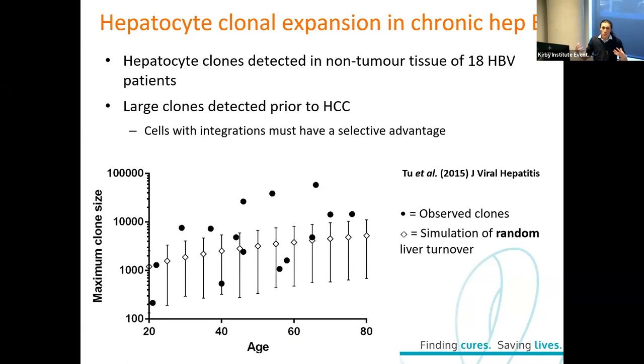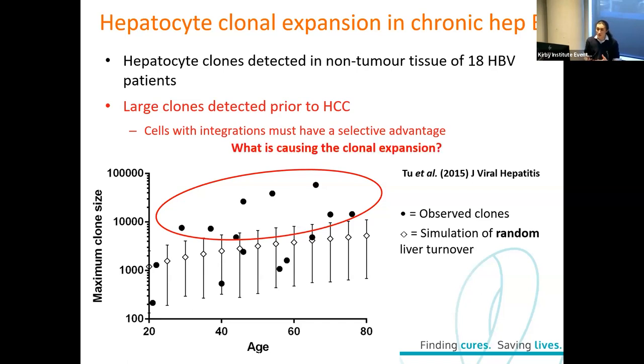When we looked at how big these clones grew, which we could determine by how many integrations were repeated through the sections, we saw that they're quite large. So 10,000 and above cells making up these clones. So there was this clonal expansion. And when we compared this to mathematical simulations of random liver turnover, we found that these clones couldn't just have come about by chance. They must have some sort of survival advantage. And those are the ones here.